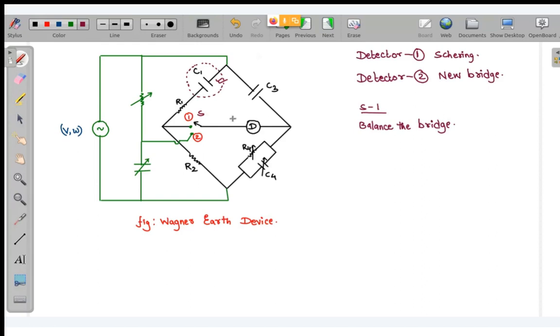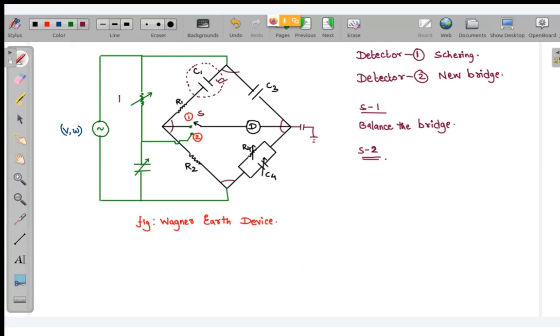Now what we do, we change the switch position to S2. Now where are the stray capacitances? First tell me. Stray capacitances are present over here, or over here, or over here. All these places stray capacitances are present. So now we change the switch position to S2.